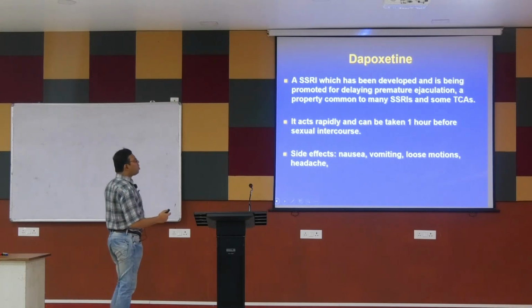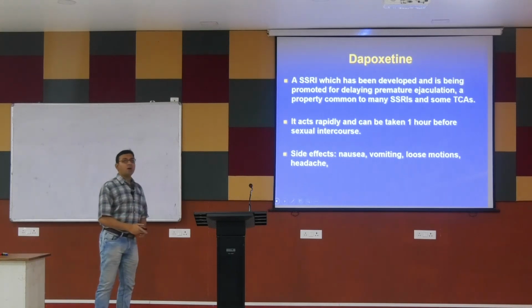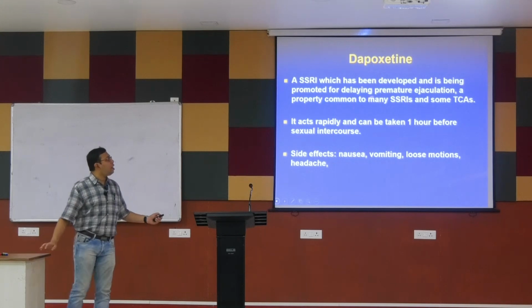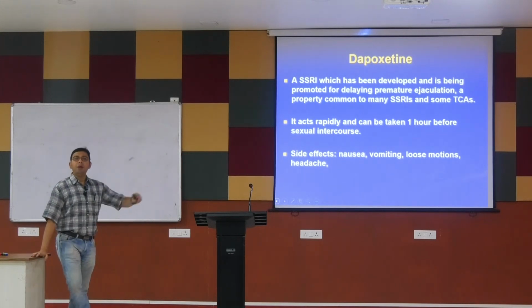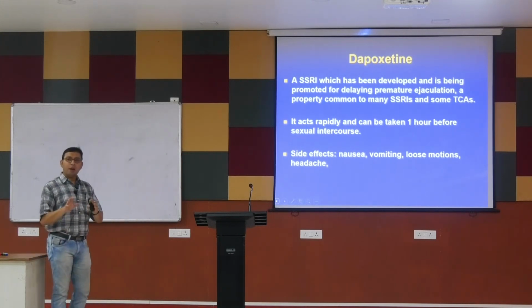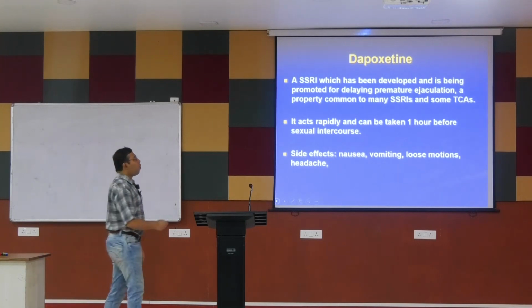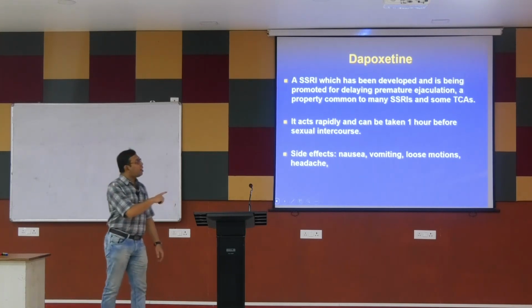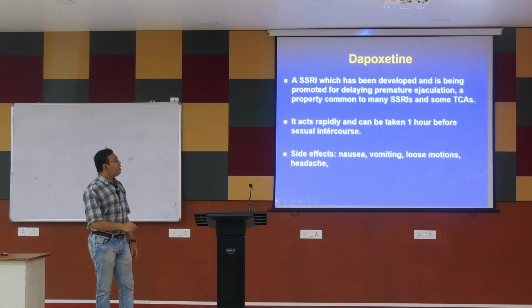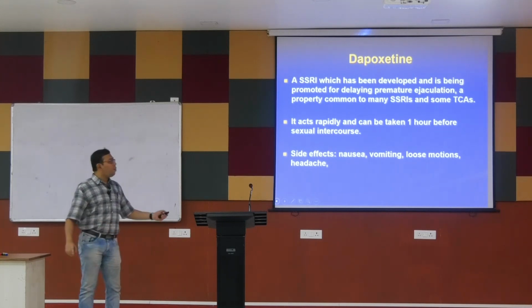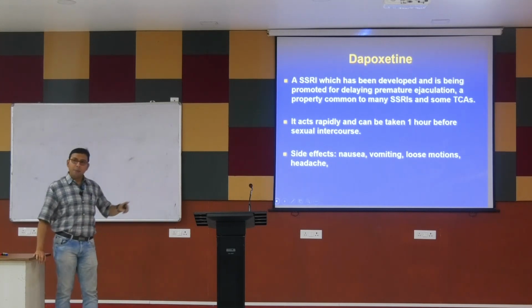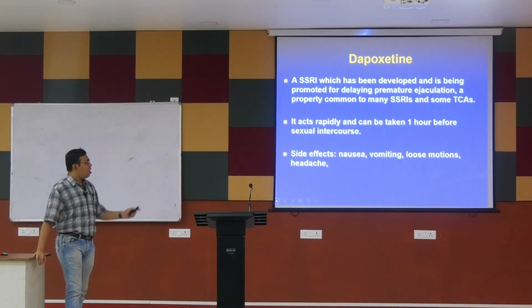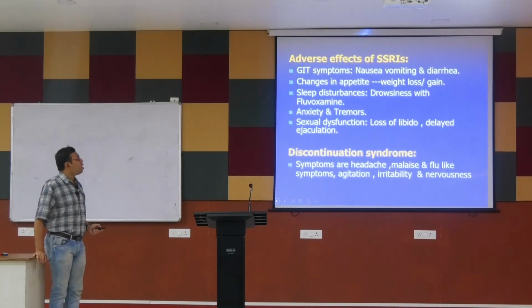Dapaxetine is a newer one that is mainly used for delaying premature ejaculation. So premature ejaculation is also treated by different types of antidepressant drugs. One of the drugs is dapaxetine, and it acts rapidly, and can be taken 1 hour before sexual intercourse. So dapaxetine can be used in premature ejaculation. Side effects are not important.